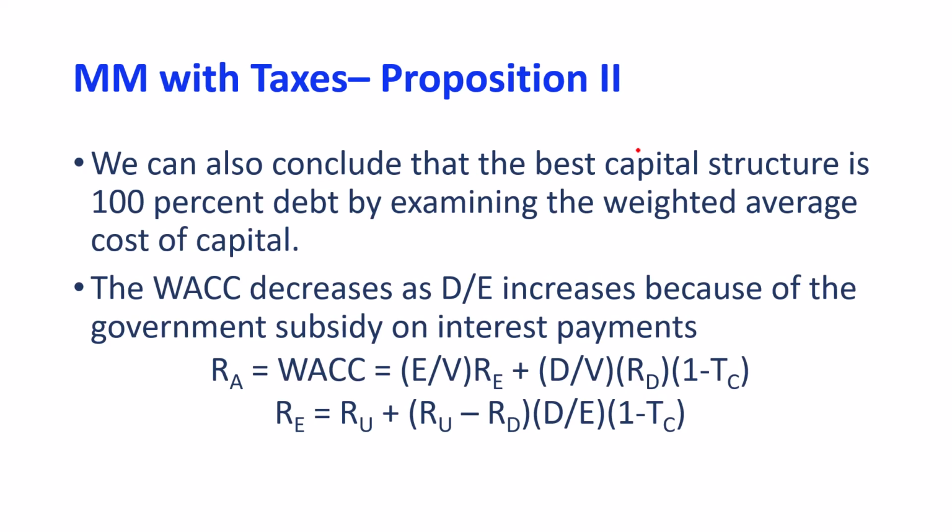And then proposition 2 deals with the cost of capital. We can also conclude that the best capital structure is 100% debt, because with 100% debt, we are minimizing the cost of capital of the firm. Notice that we are adding the 1 minus t terms to the cost of capital and the cost of equity terms here. This is similar to what we had in Modigliani-Miller with 0 taxes, but now we are adding this 1 minus the tax rate term here.